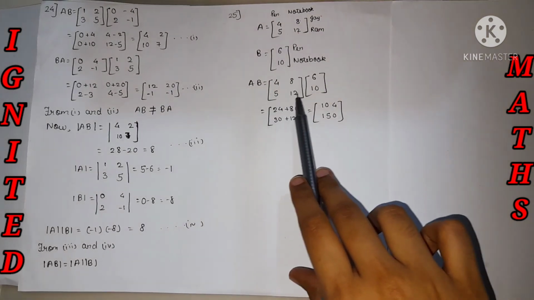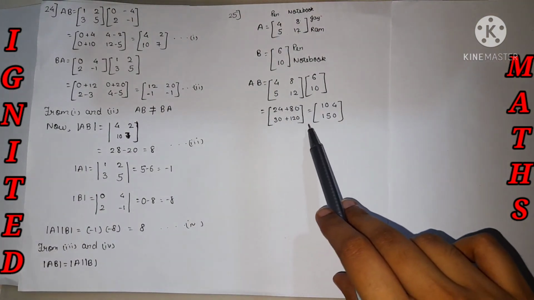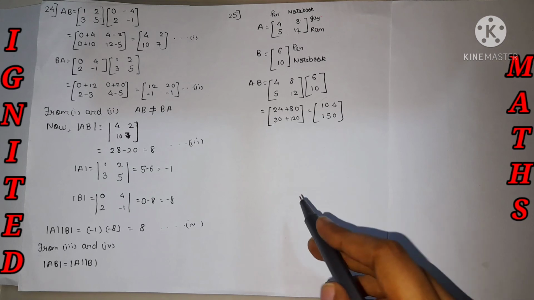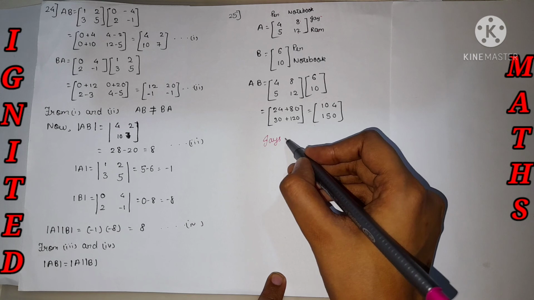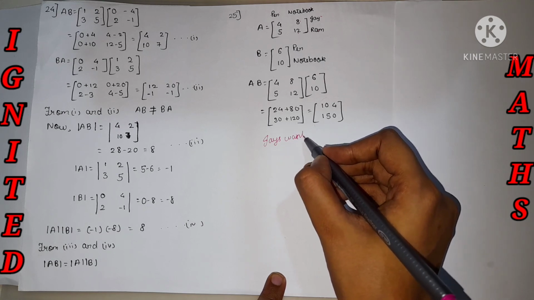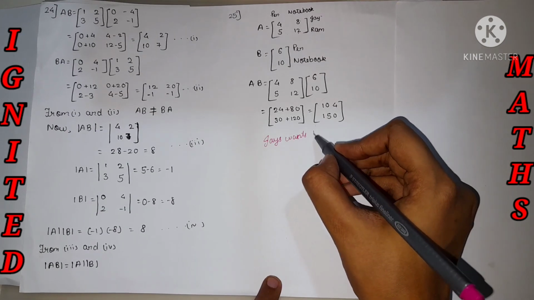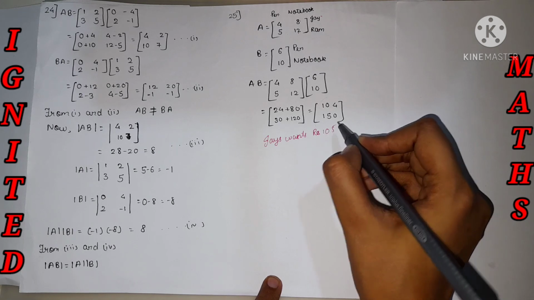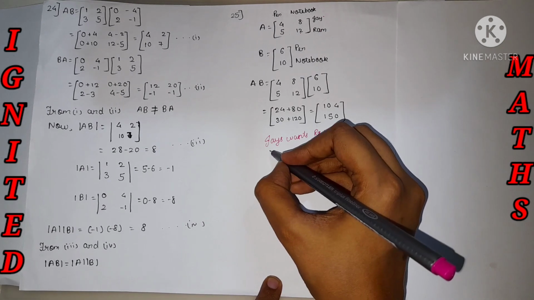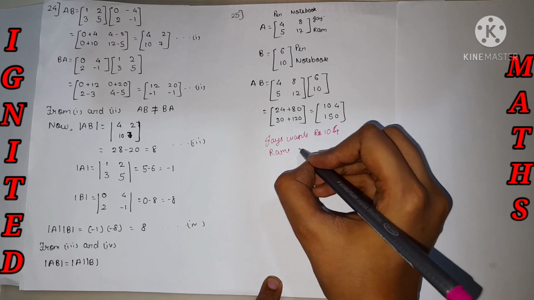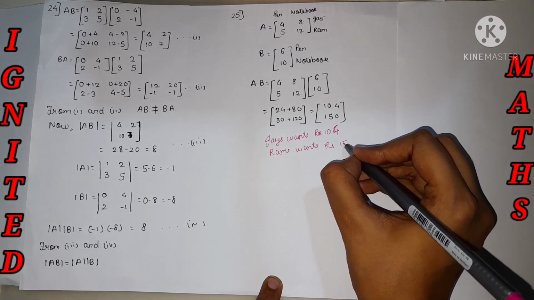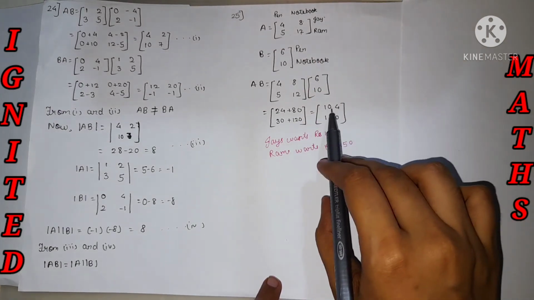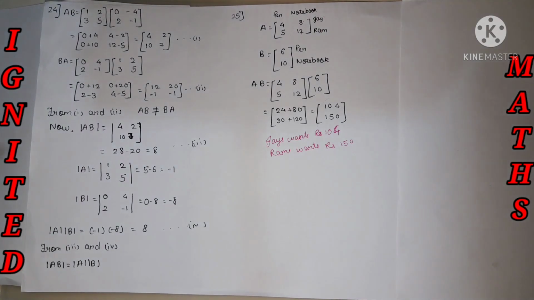So the A matrix we have written over here, and the B matrix, just do the matrix multiplication and we got the answer as 104, 150. So J needs rupees 104, and Ram needs rupees 150, because J is first and Ram is second. So 104, 150, this is what the question asks.